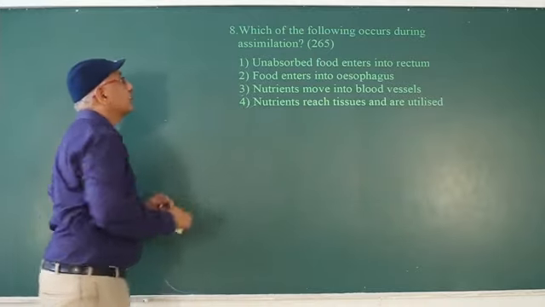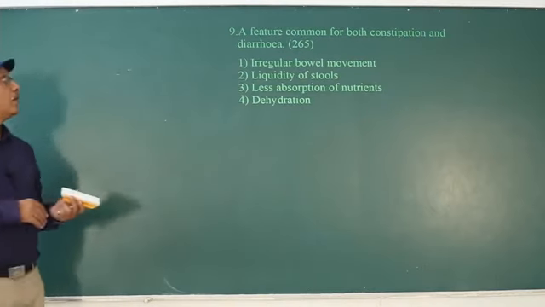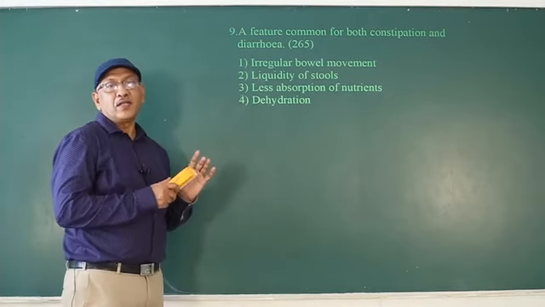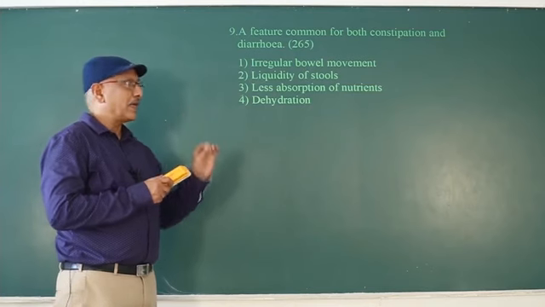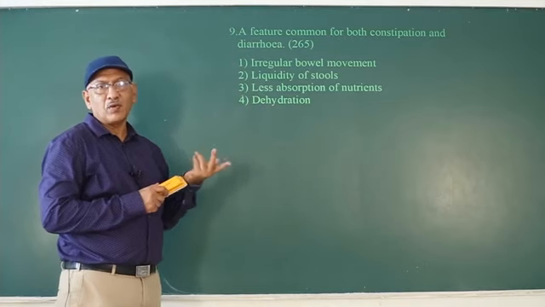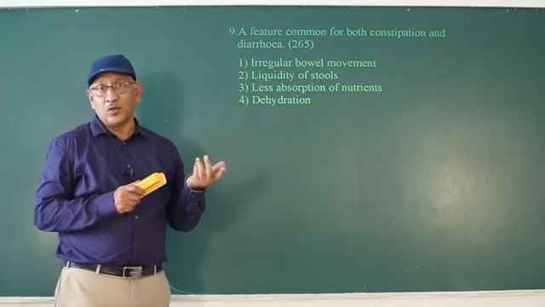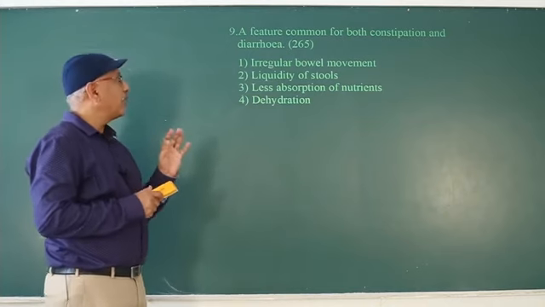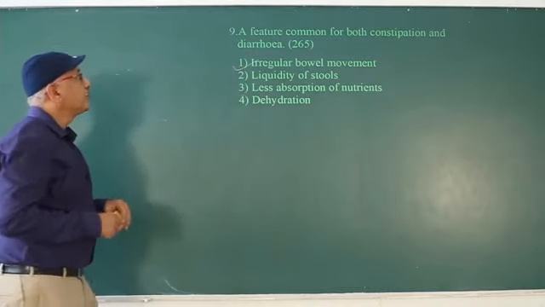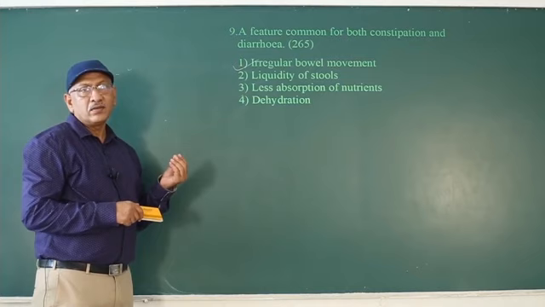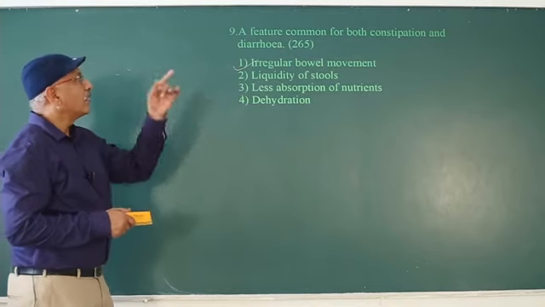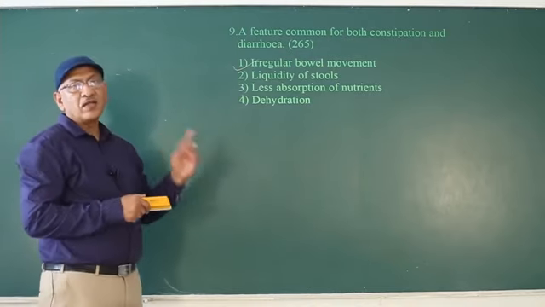Next question. A feature common to both constipation and diarrhea. What is constipation? Constipation means the rectum retains the fecal matter, mainly due to consumption of less water. Diarrhea is loose motion, liquid fecal matter. So what is the common feature? Irregular bowel movement. Bowel means the rectum. Irregular bowel movement is the common symptom of both constipation and diarrhea.